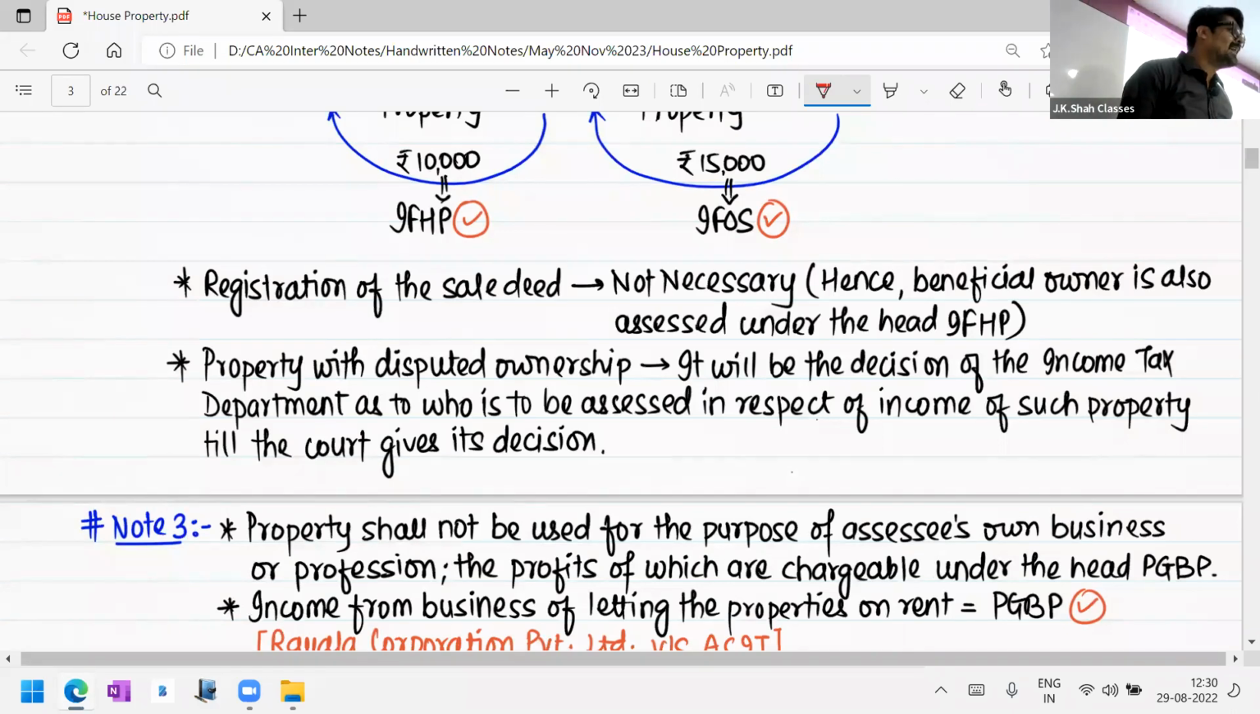Yes, sir. I am enjoying the property, I am having control over the property. So who is the beneficial owner? Even though I am not the legal owner, as the sale deed is not registered in my name, I am not becoming the legal owner. Beneficial owner, yes, sir. Still I will be treated as the owner, the deemed owner. Understanding? Yes, sir. So there can be a dispute in ownership also.